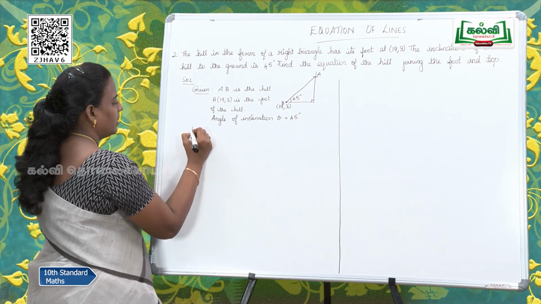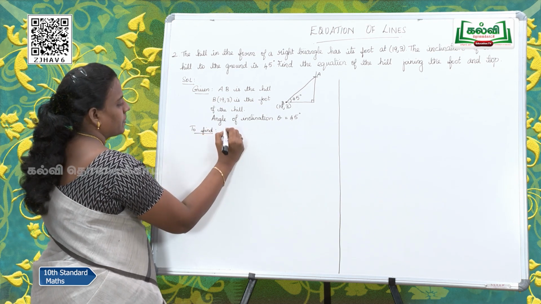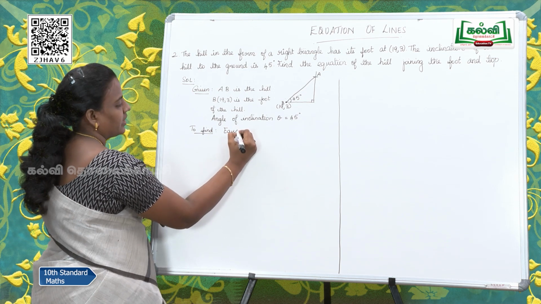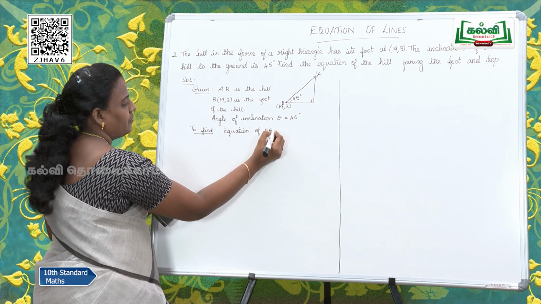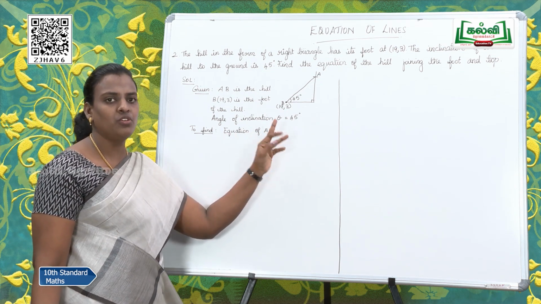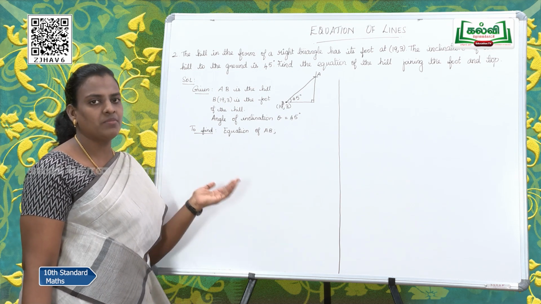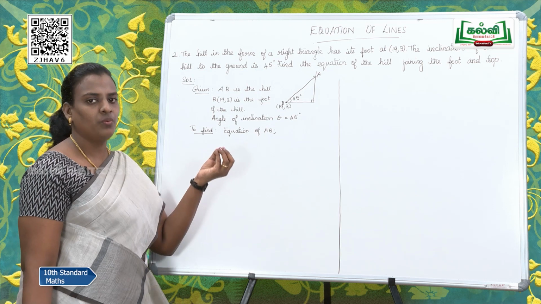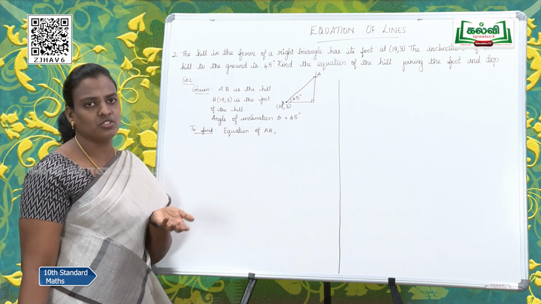Now what are you supposed to find? To find, I need to find the equation of the hill. So the equation of AB. Now what form will you use? Whenever the angle of inclination is given, you can find the slope, isn't it? You can find the slope using the formula m is equal to tan theta. So you will get the slope and you have got one point. So you are going to use the point slope form.